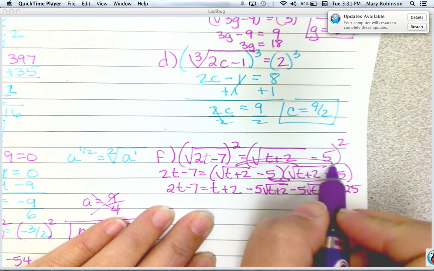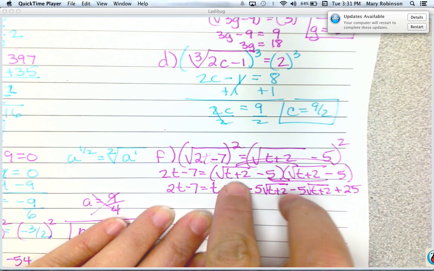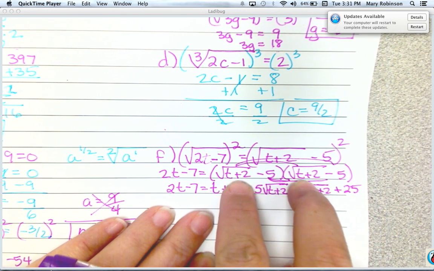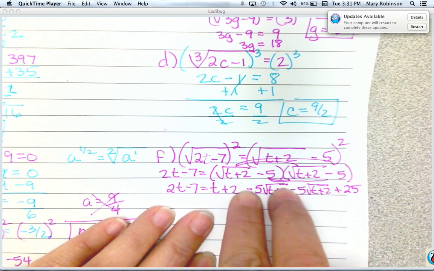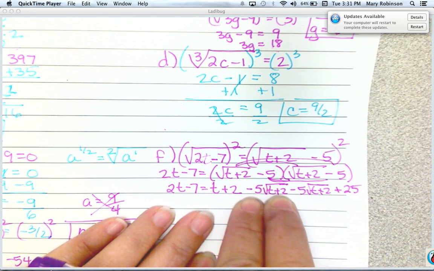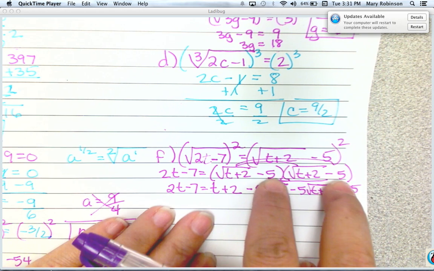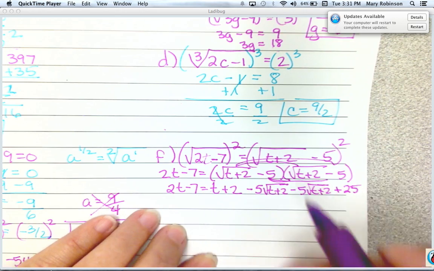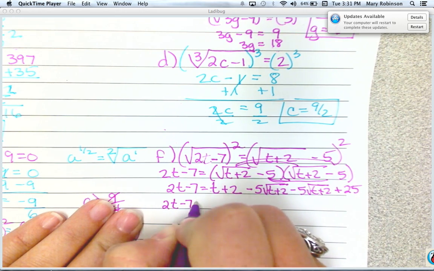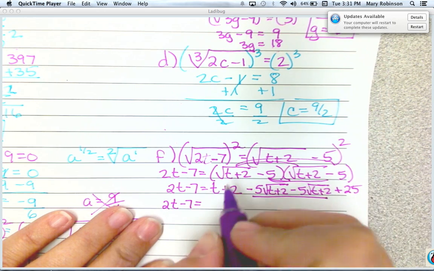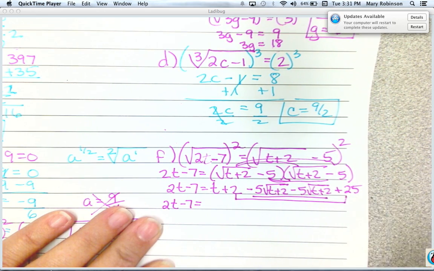So all I did here was double distribute. Again, the square root of t plus 2 times the square root of t plus 2 is t plus 2. The square root of t plus 2 times negative 5 is negative 5 square roots of t plus 2. Same thing for our inner term here. And then negative 5 times negative 5 is 25. Simplify both sides. The most we can do here is combine these two and combine our 2 with our 25.